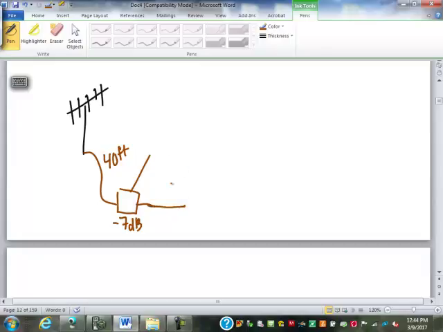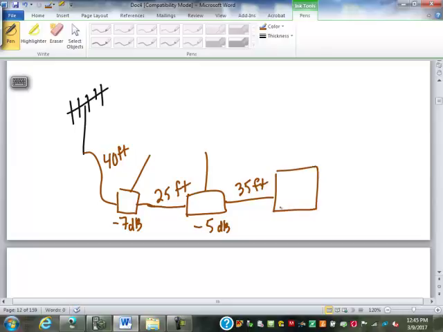So then let's say from there we have another 25 feet of cable to a splitter going off for another set. And let's say that that one is a negative, we'll put that negative 5. They do make splitters that don't equally split the signal. So there's one output that's going to be stronger than the others. And actually, even the ones that are supposed to equally split it, one output will always be slightly stronger than the other. And another 35 feet of cable to our main set here. So this is our destination here.